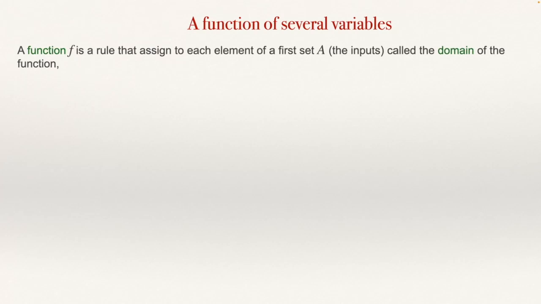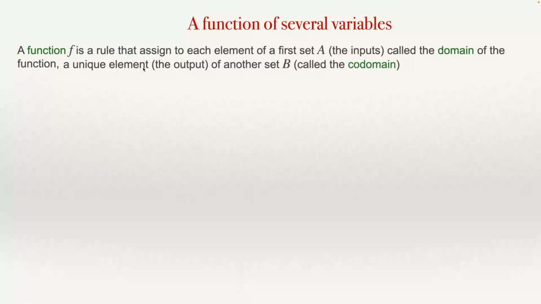First, I'm going to remind you the concept of a function. A function f is a rule that assigns to each element of a first set, and this first set of the inputs is called the domain of the function. So a function will be a rule that assigns to each of the elements of this domain a unique element that we call the output. This element will be an element of another set. It could be the same set, by the way, that we call the codomain. So this is a function, actually a rule.